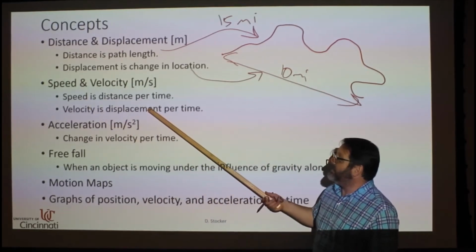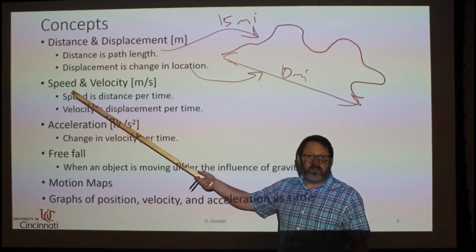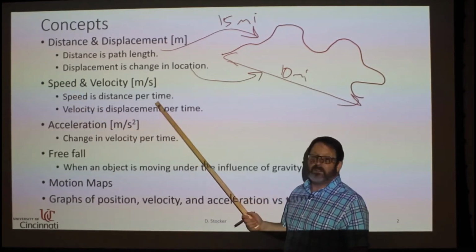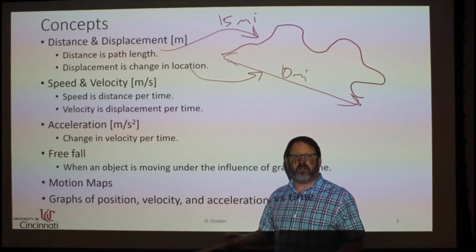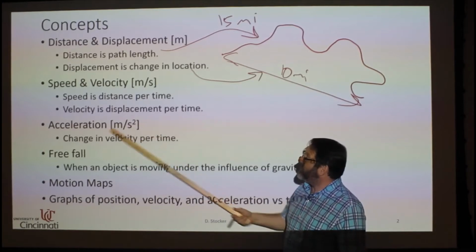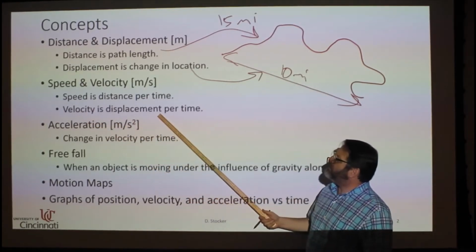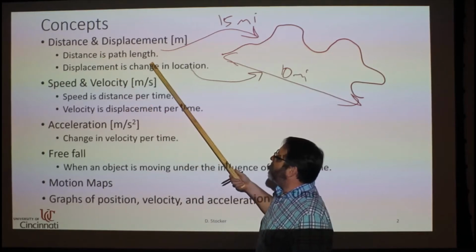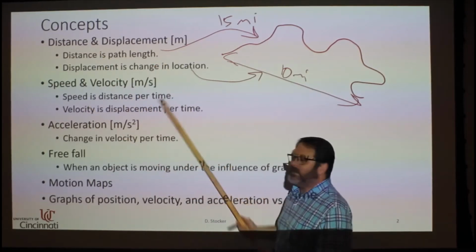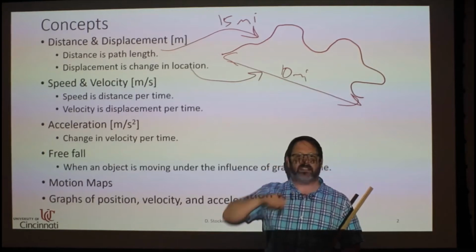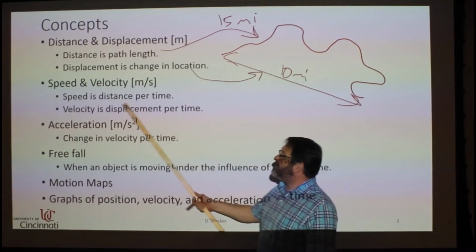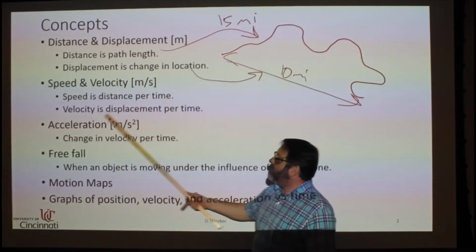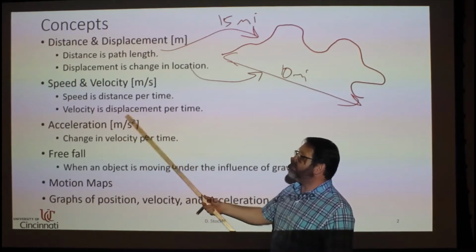Speed and velocity. Speed, you probably know what that is. Speed is a distance per time, miles per hour, meters per second. Velocity is displacement per time. Distance is related to the path length, so my speed is related to which way I'm taking to get there. It's the total distance per time. Velocity is a displacement per time.